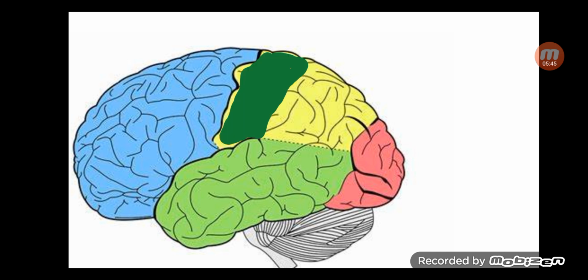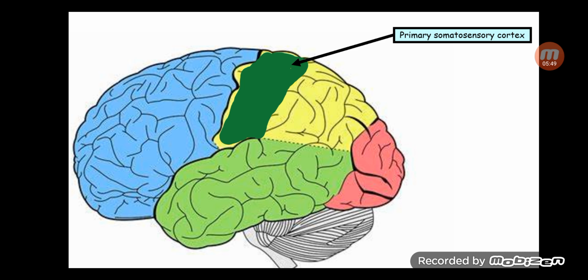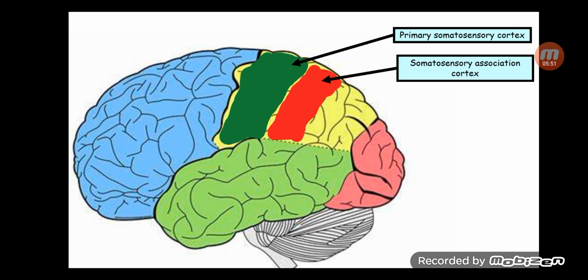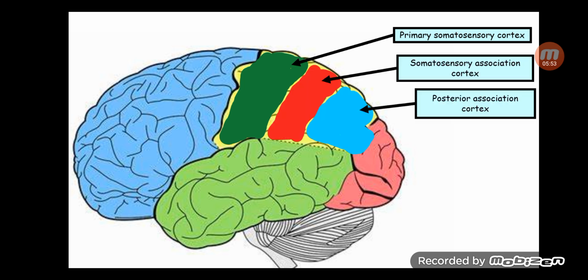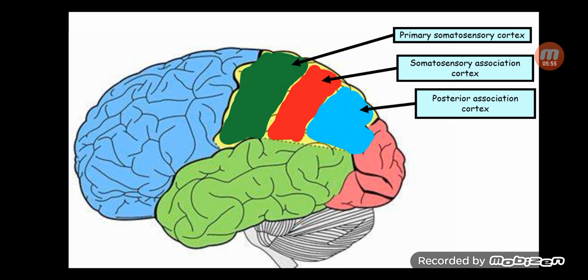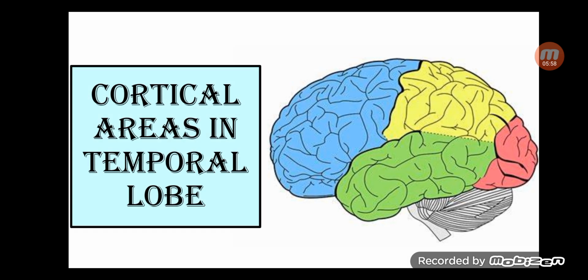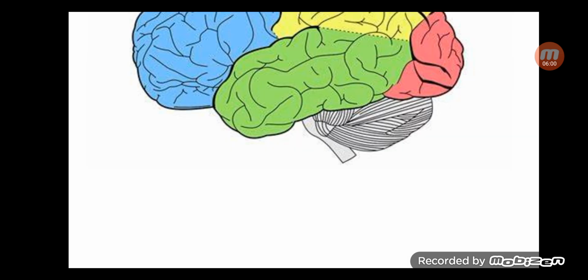Now let's revise that. The parietal lobe contains primary somatosensory cortex. It also has somatosensory association cortex and posterior association cortex. Now let's talk about the cortical areas that are present in the temporal lobe.